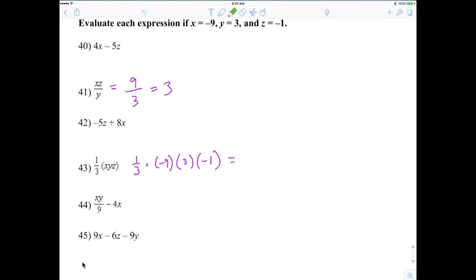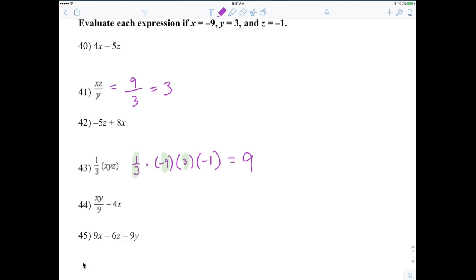Now, again, let's take a look at this. What is 1/3 of 9? 3. Right? And then 3 times 3 is what? 9. So our final answer is just what? Just 9. All right? The answer is 9. Does anybody have any issues with that?